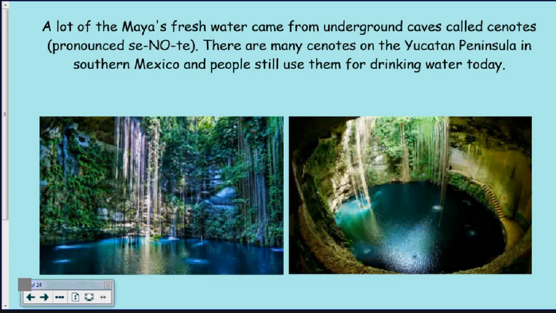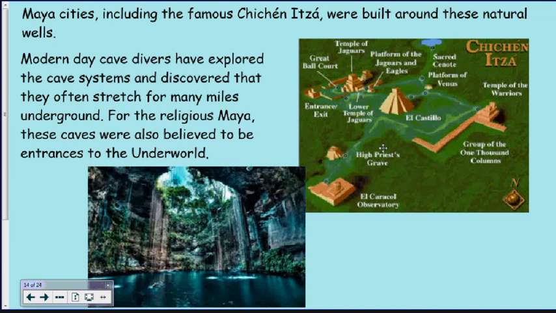What a cenote is, is where that limestone rock has gotten so wet and absorbed so much water, it's actually caved in. So the ground has caved in and basically opened up a natural well, so that the Maya were able to locate the water that was underground. So natural wells these cenotes were. They look very pretty as well. Maya cities, including the famous Chichen Itza, were built around these natural wells.